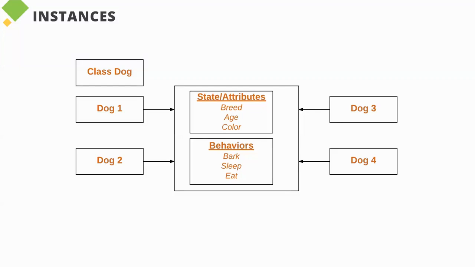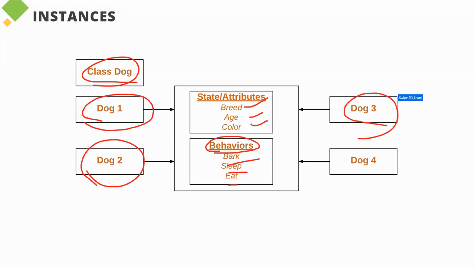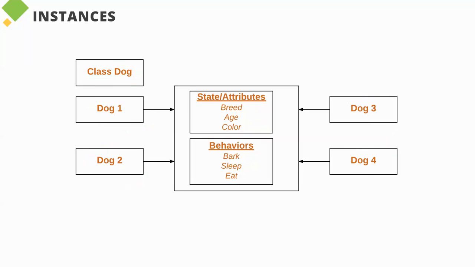If you see the instances, like class dog, this is the dog. What are its attributes? Its breed, age, and color are its attributes or state, and its behaviors or methods are bark, sleep, and eat. These are the methods or behaviors we can call. We can create a number of instances: dog one, dog two, same as car one, car two, dog three, dog four. These are all instances of the class dog. A class can have n number of instances. Each object is called an instance of a class, whereas a class is the collection of the objects, right?